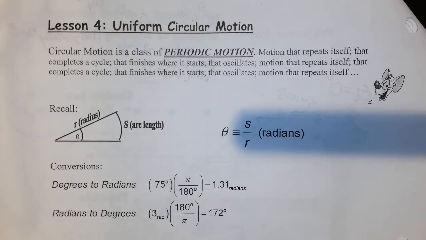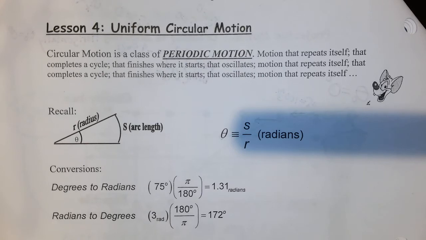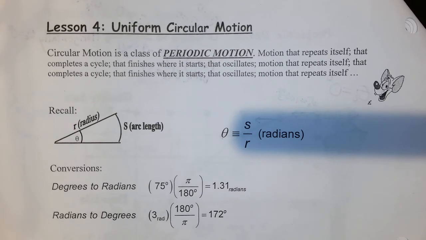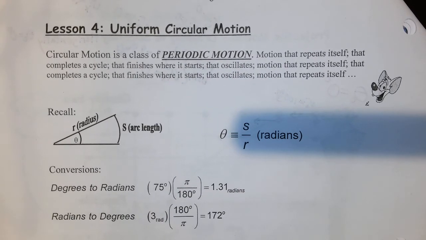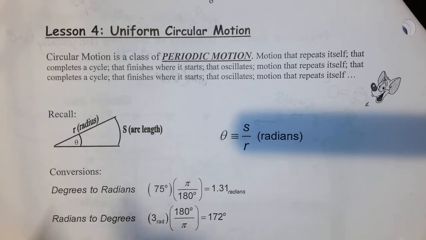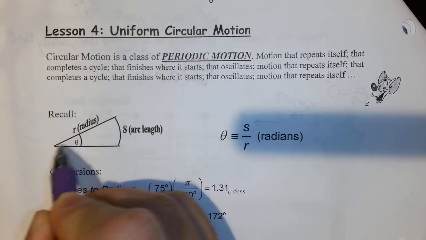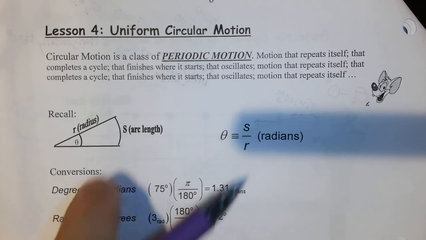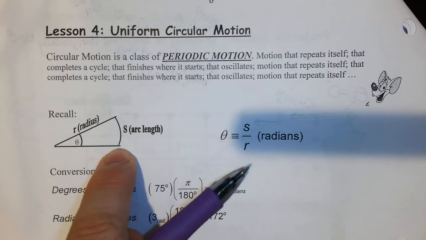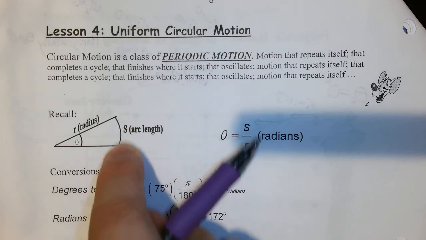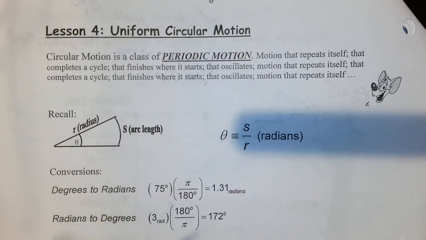Circular motion. Well, if you recall from your math analysis class or the trig class, circular motion deals with circles. Of the components that make up a circle, the most important one is the radius. And the distance that the radius sweeps out is called the arc length.